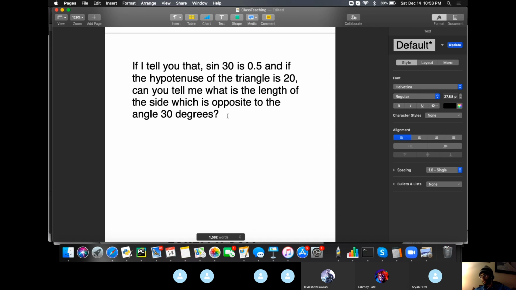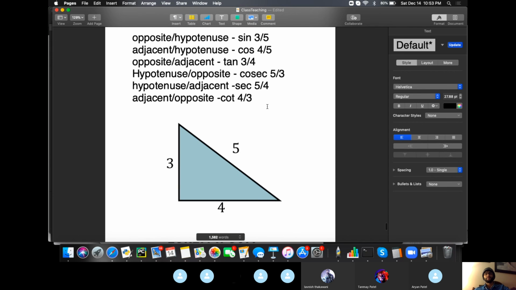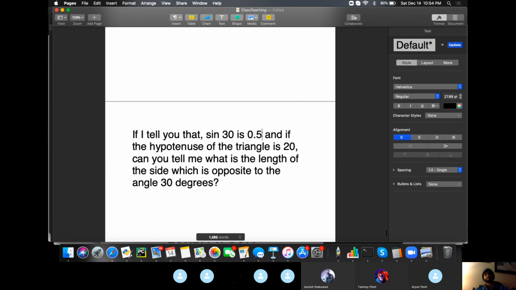Sine 30 means sine into 30? No, no, no. Sine 30 means, if this angle is 30 degrees, sine 30 will be 1 by 2 or 0.5, is what I am giving you as the information.